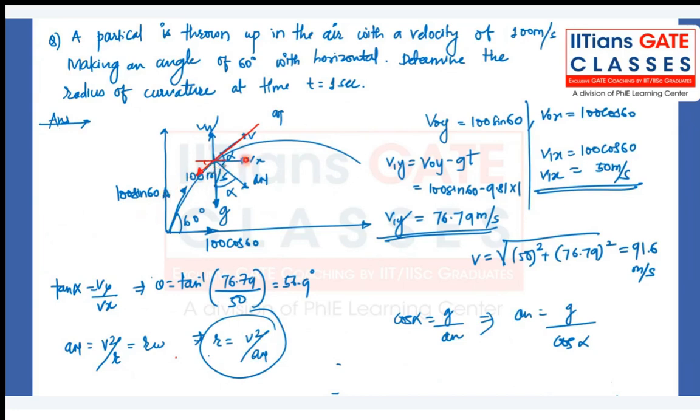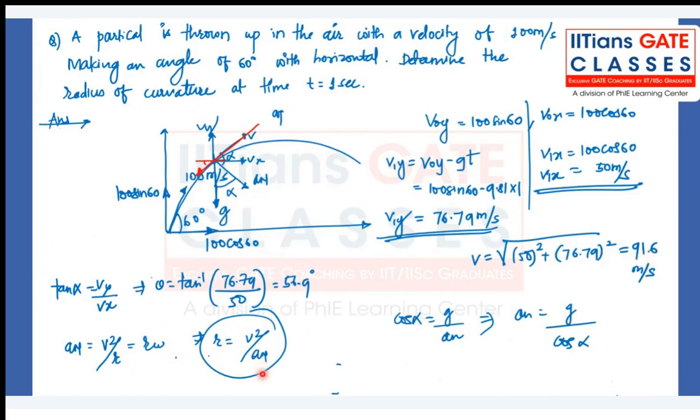AN is always towards the center. And at this location, we have also calculated the alpha value, that is Vy by Vx, and that is 56.9. In order to calculate the radius of curvature, we should calculate AN, because AN is equal to V square by R, and R is equal to V square by AN. So we got V square, that is 91.6 square, but AN is unknown.